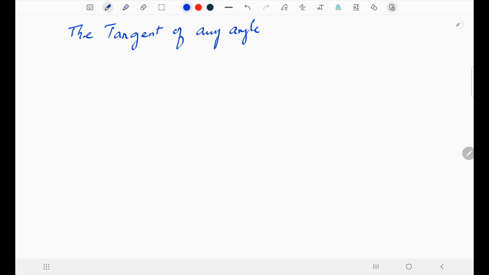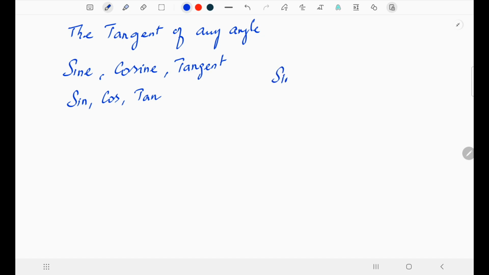The tangent of any angle. Already we have seen sine, cosine, and now the third one is tangent. In short, we can say sine, cos, and tan. What is sine theta? Sine theta equals opposite side by hypotenuse. What are this opposite and hypotenuse? If you take a right angle triangle, this is the theta value, this side is opposite to theta, this is adjacent to theta, this is the hypotenuse.